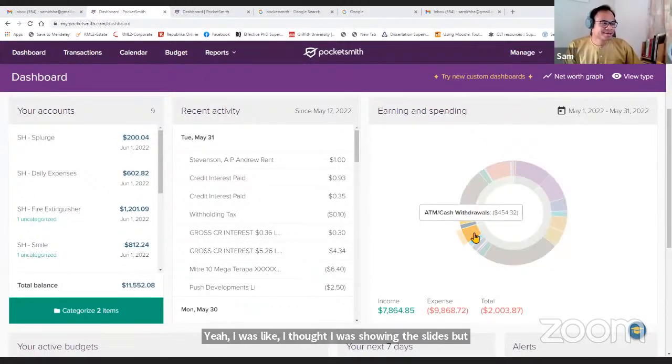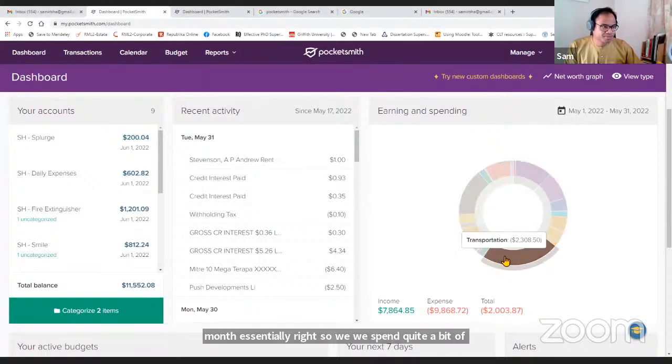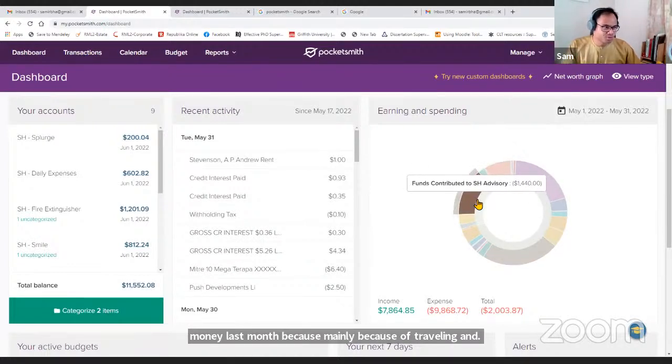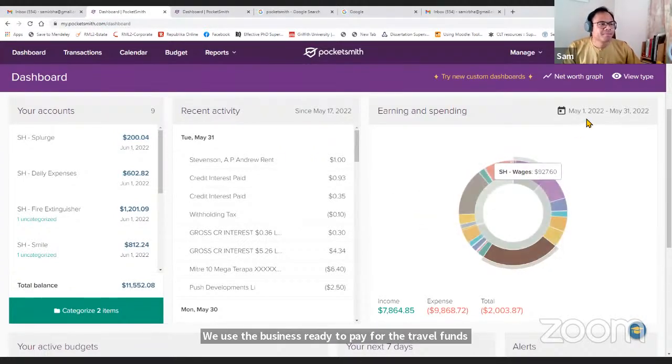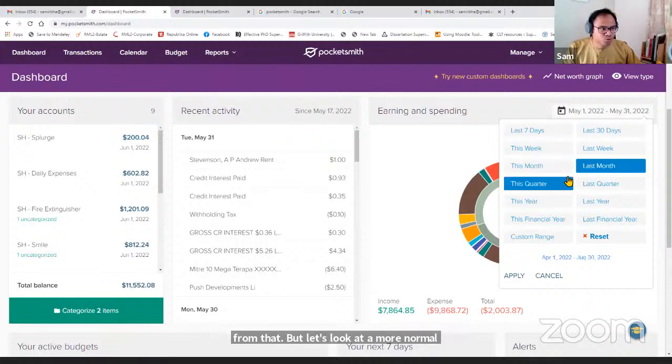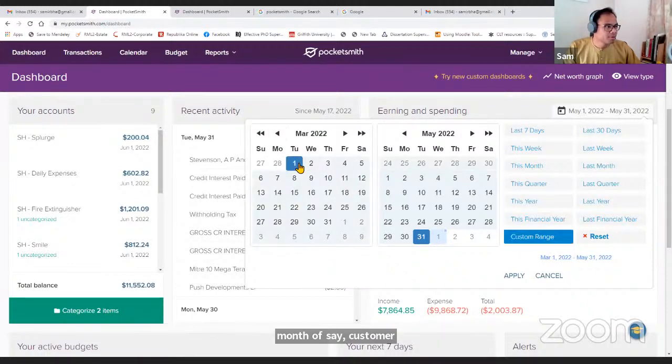Right. Okay, so this is your earnings pie chart. And this is our earnings pie chart for last month, essentially. So we spent quite a bit of money last month mainly because of traveling. Long story, we used the business money to pay for the travel funds and I had to reimburse the business, obviously. But let's look at a more normalish month, a custom range. A more typical month for us, let's say, for example, March 2022.